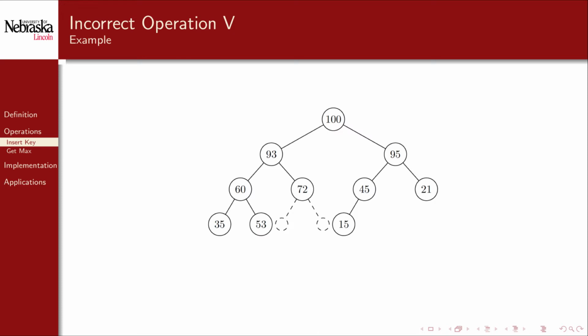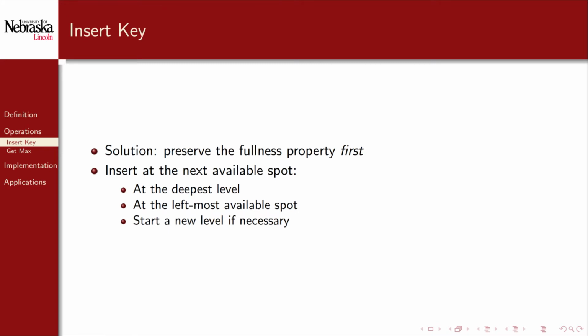This process still wouldn't work if we pushed the larger of the two children, as we could easily come up with another counterexample that ends up with a gap. The solution is to take a different approach and make it our priority to preserve the fullness property. Instead of starting at the root like we've been doing with all binary trees, we'll start at the bottom and insert a new node at the bottom. We'll insert it at the deepest level, the leftmost available spot. We may need to start a new level if the last level is full.